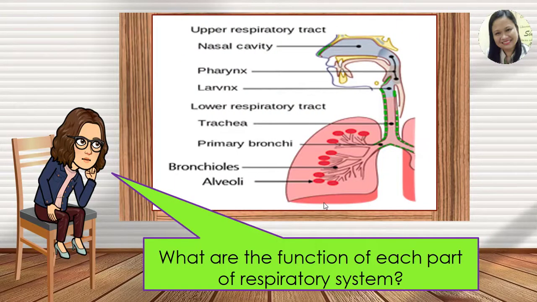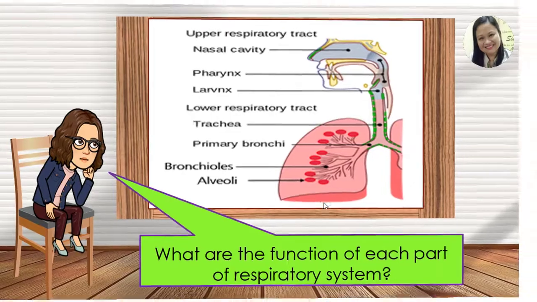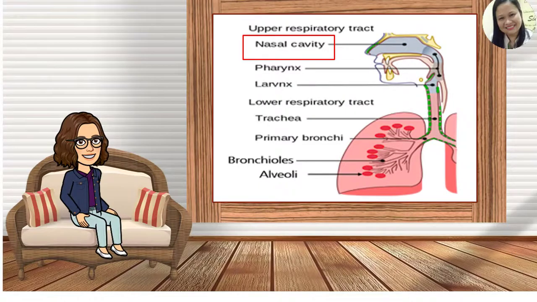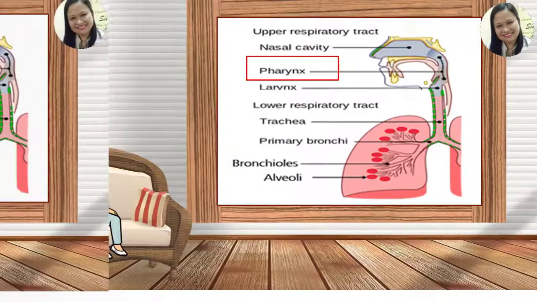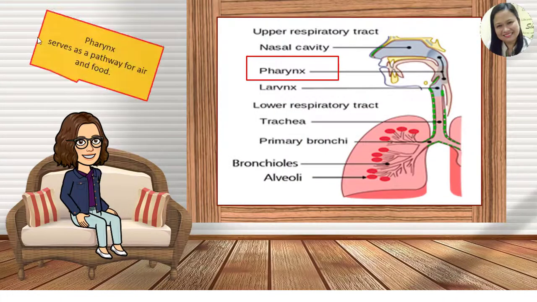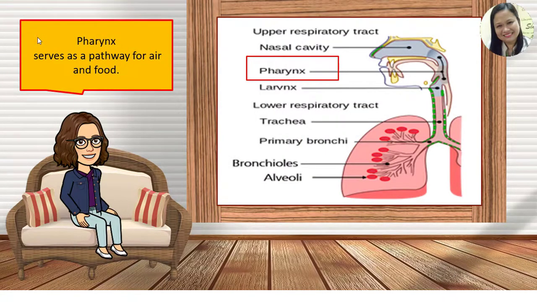What are the functions of each part of the respiratory system? Nasal cavity. Nasal cavity warms, moisturizes, and filters air that you inhale. Pharynx. Pharynx serves as a pathway for air and food. Based on the picture, pharynx connects nasal cavity and the larynx.